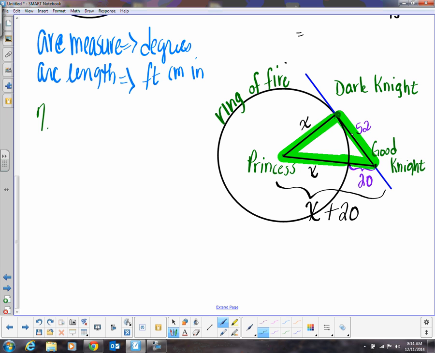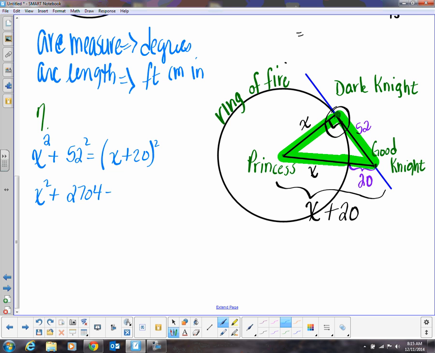What is this relationship right here? 90 degrees. So what are you going to use? Pythagorean theorem. We're going to say legs squared plus legs squared is equal to the hypotenuse, which is x plus 20 squared. Now this is 2704.